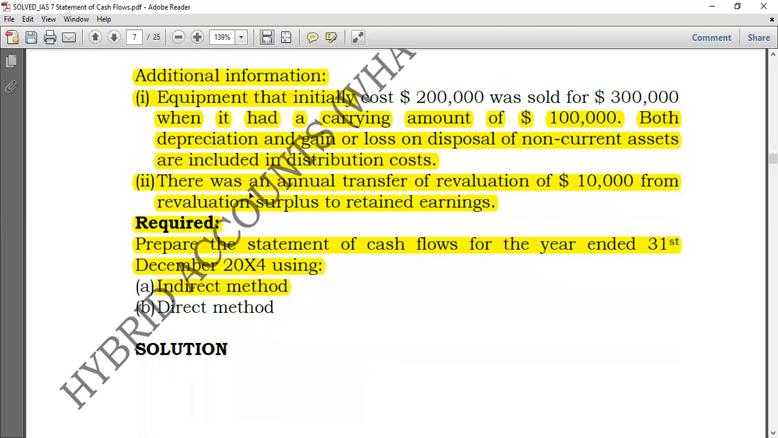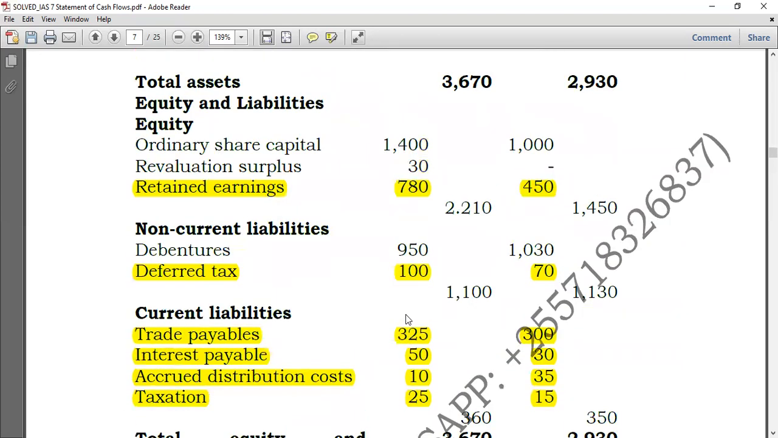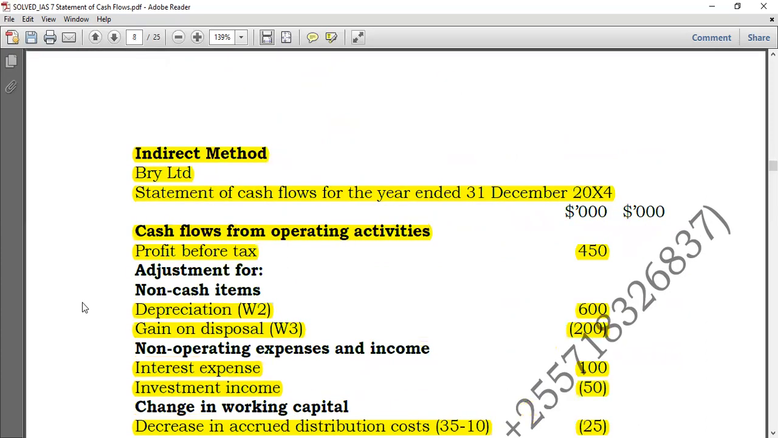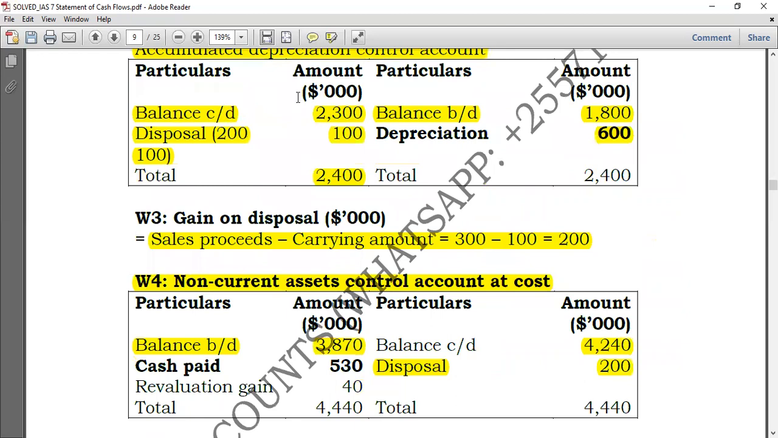All right, I do not have the account for revaluation surplus, so I can start it. Revaluation surplus, here it is. I started with 0 and I closed with 30. So I'm just going to do that. Revaluation surplus account, revaluation surplus.